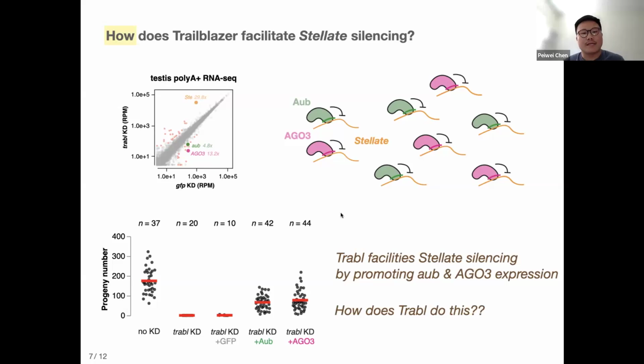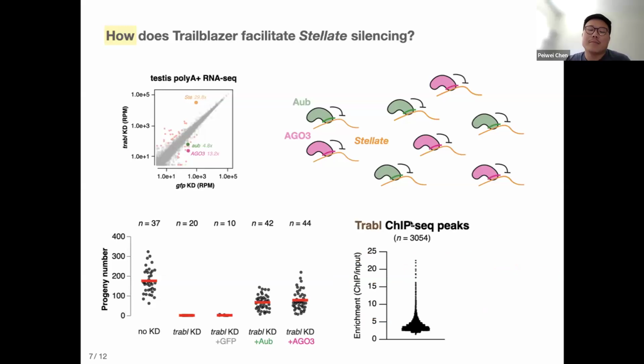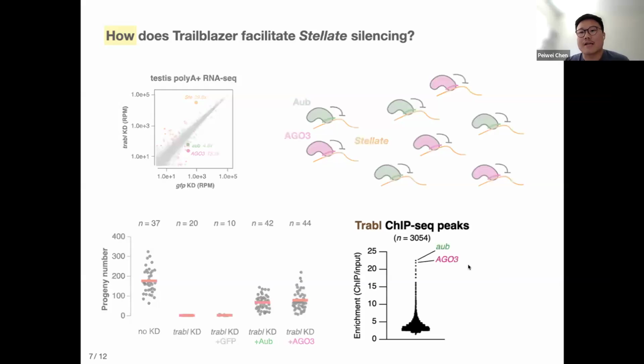When I image the Trailblazer protein, I found that it's a nuclear protein that binds chromatin and actually forms foci on DNA. So I wonder whether it directly binds the promoter of these 2 genes. And this is indeed the case, because when I did ChIP-seq for Trailblazer, I found about 3,000 binding sites across the genome. Excitingly, the 2 strongest binding sites of Trailblazer are actually promoters of ALB and AGO3, suggesting that Trailblazer is a transcription factor for these 2 genes.